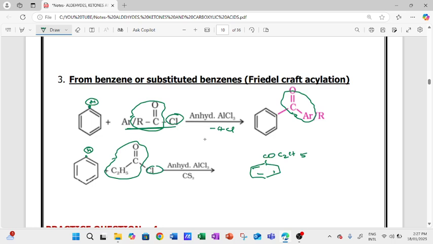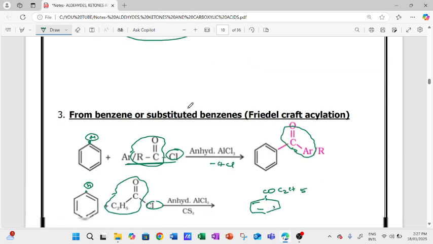So these are some of the methods to prepare only ketones. The first one is from dialkyl cadmium and acyl halide. The second one is from nitriles. The third is from benzene or substituted benzene, by using Friedel-Crafts acylation.